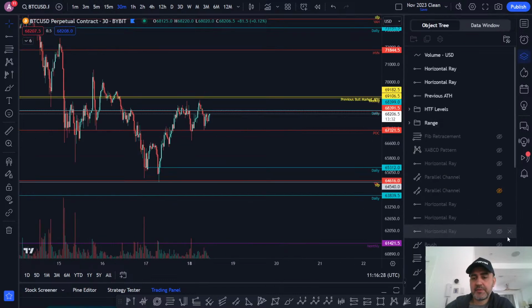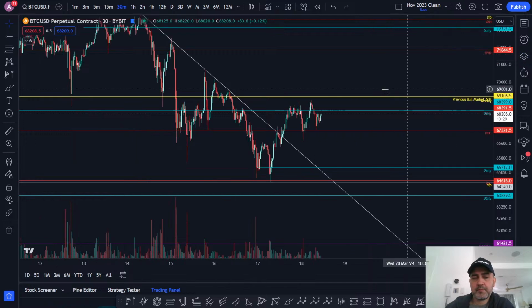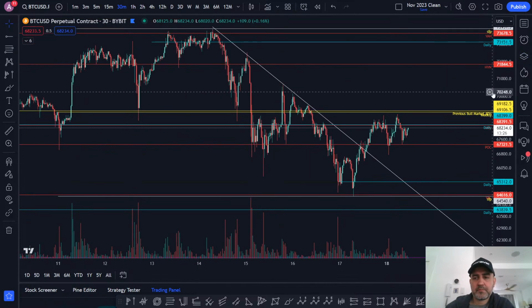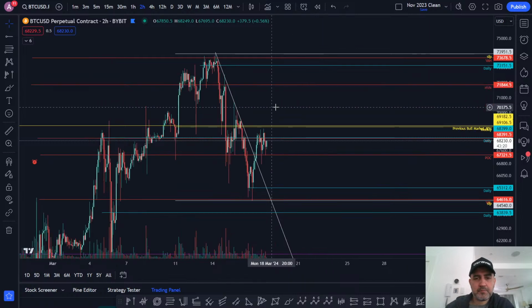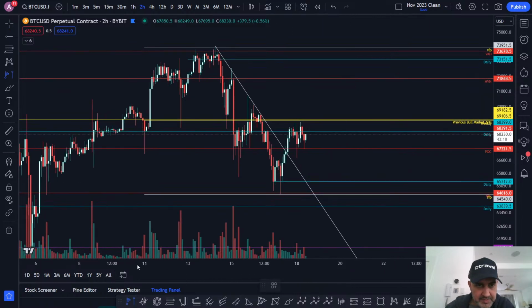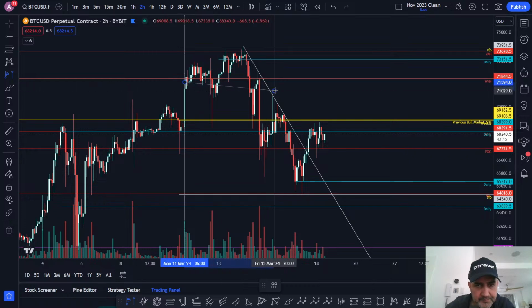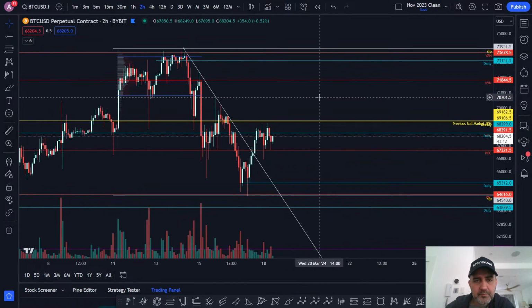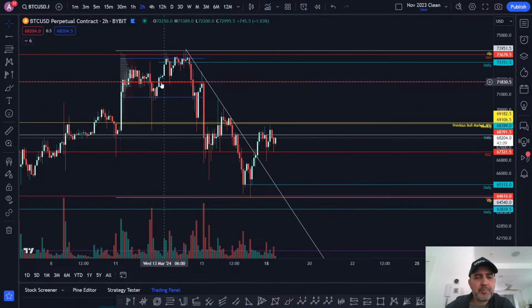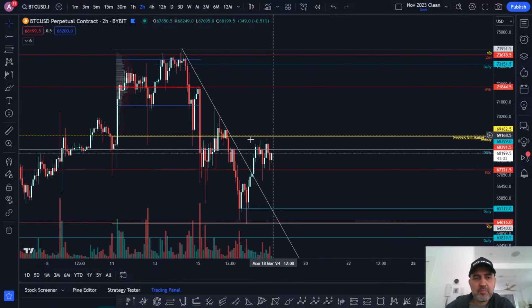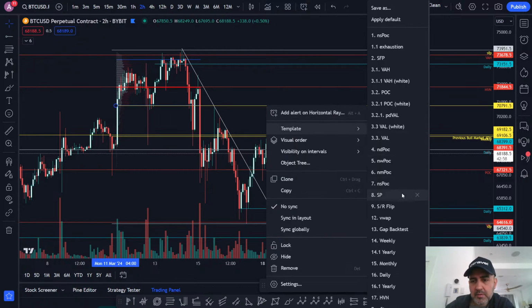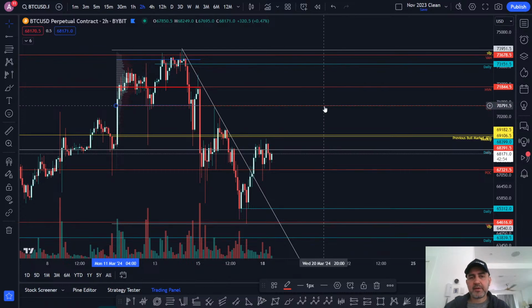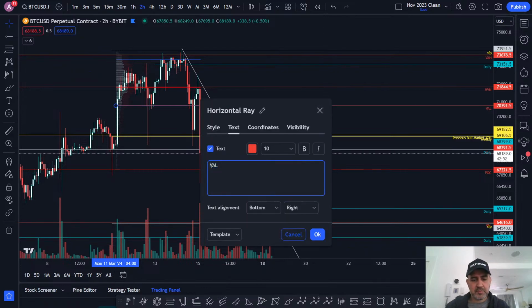Get that trend line again. Let me try something else. Hold on. That high volume node is the point of control. There's a previous range here. Let me mark that off as well. No, I'm going to rename that to range.